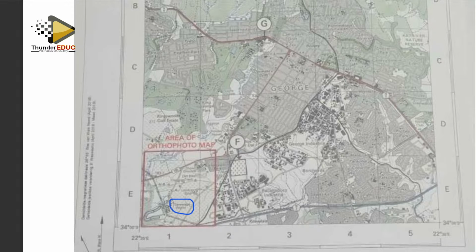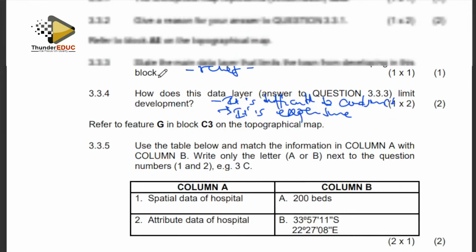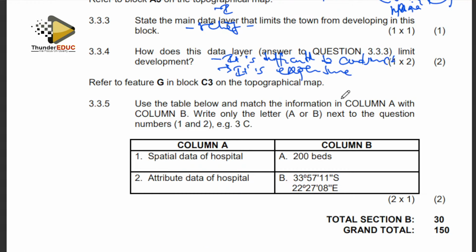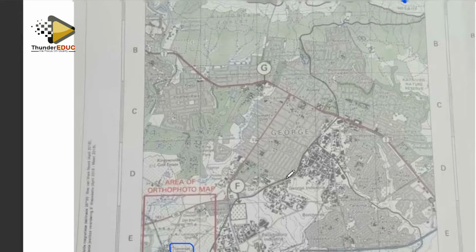Okay. Let's look at our questions quickly. Refer to feature G on the topographic map. Come here. G is here on the topographic map. 1, 2, 3. So we are here. Sorry. We are referring to this.